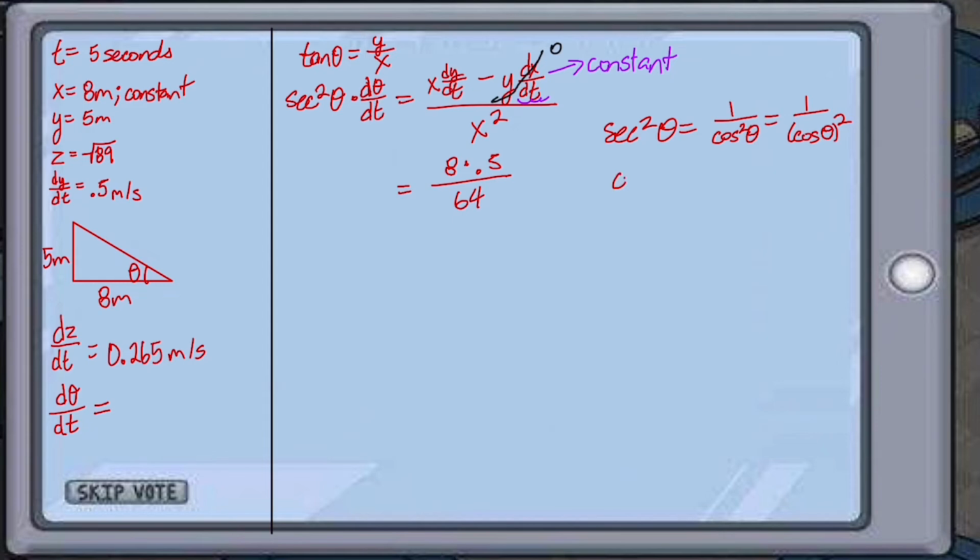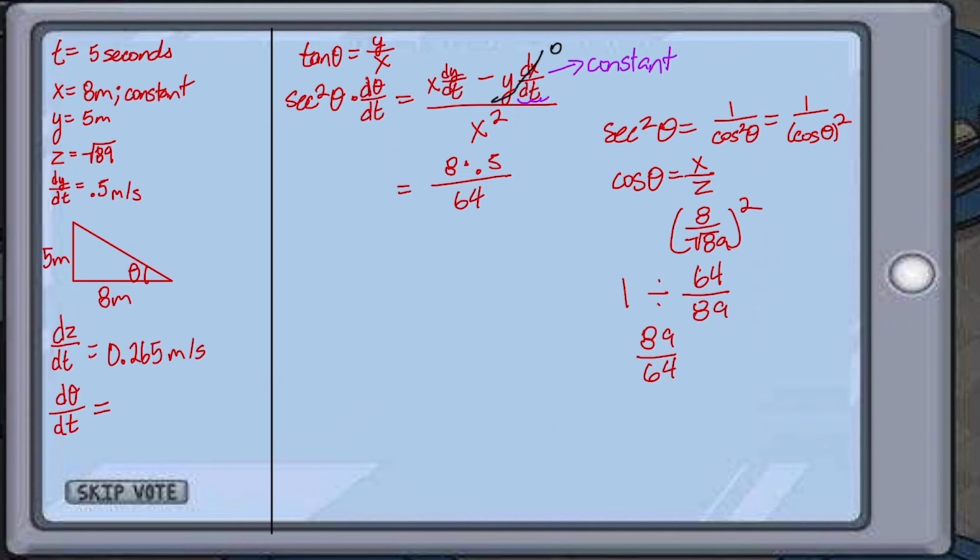Using this fact, we can now solve for cosine of theta, which we know is our adjacent over hypotenuse, which in this case is our x over z. Our x value is 8, and our z value is the square root of 89, so we can plug that in, but we must remember that this value must be squared. So the value turns out to be 64 over 89. We must also remember that it's 1 divided by this value, so this value returns 89 over 64.